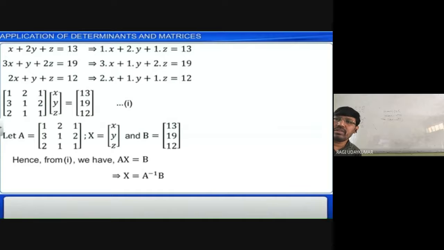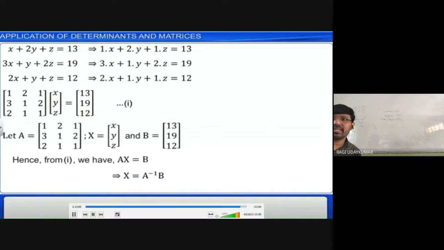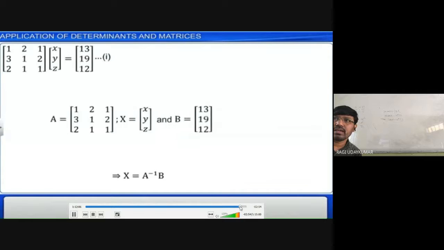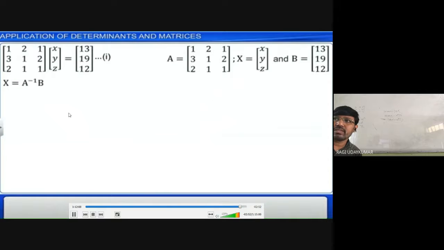So we need to find out the inverse of A. Before that, the determinant of A we have to find. To find out the inverse of A, the determinant is necessary. So let us go for finding the determinant of A. X equals A inverse B. Find out the determinant of A.